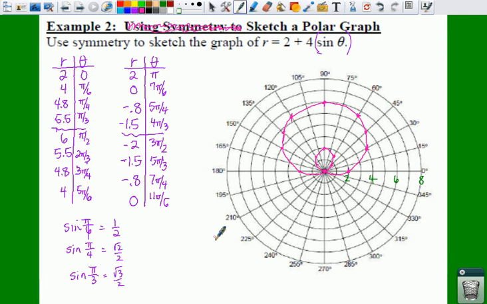This is a special kind of shape, and we will learn what kind of special shape that is very soon. I hate to spoil the surprise. So there's another example of how to sketch a polar graph using tables.